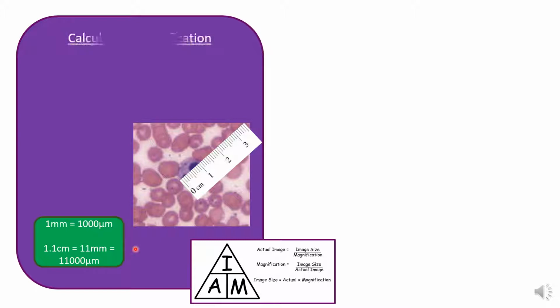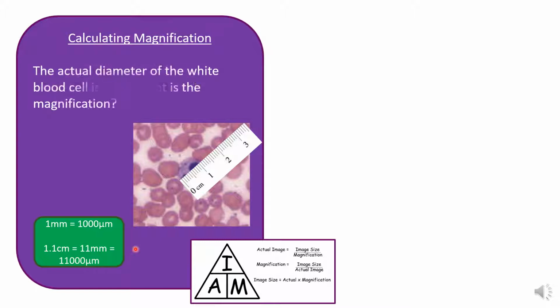Now, let's take a question. So the actual diameter of this white blood cell here is 8 micrometers. So that's the actual size, 8 micrometers. They've given us that information. What is the magnification of the image? Now, the first thing that we do is we write out the equation. So magnification equals image over actual. If you cover up your M here, image over actual. So we write that out because we need to show all of our work in the calculation questions.